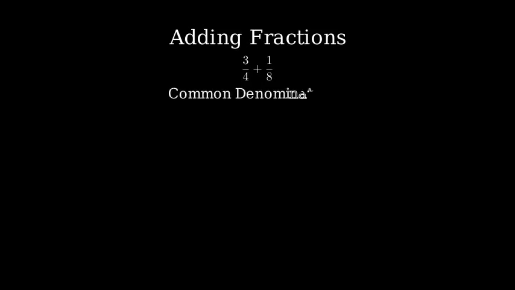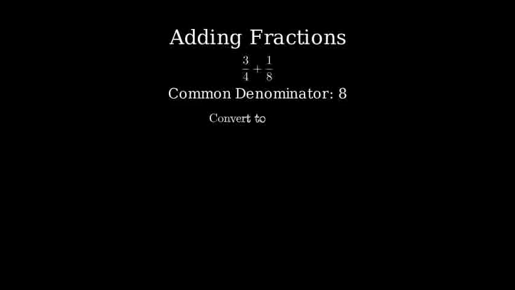The denominators of our fractions are 4 and 8. A common denominator is a number that both denominators can divide into evenly. The least common denominator is usually the smallest of the common denominators. In this example, 8 is the smallest number which both 4 and 8 divide evenly.